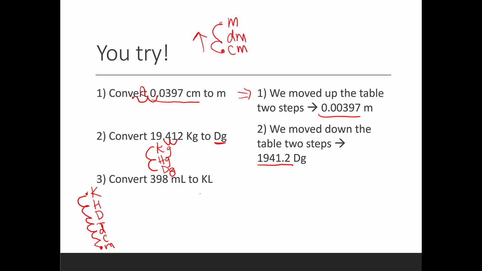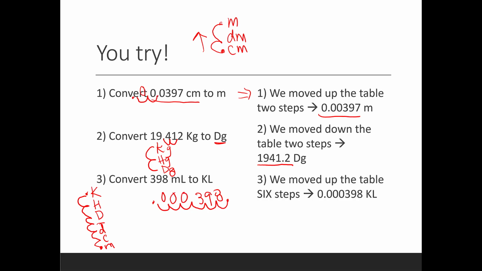So we are going to take that 398. We're pretending that the decimal is here. We are going to move it 6 times to the left. 1, 2, 3, 4, 5, 6. And fill this in with a bunch of zeros. And that should be your answer, 0.000398 kiloliters.